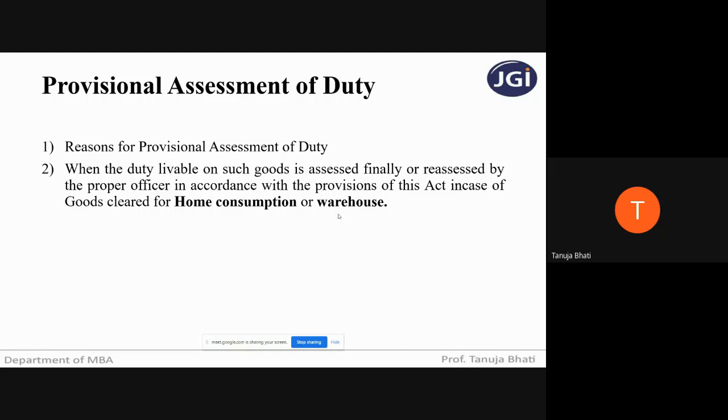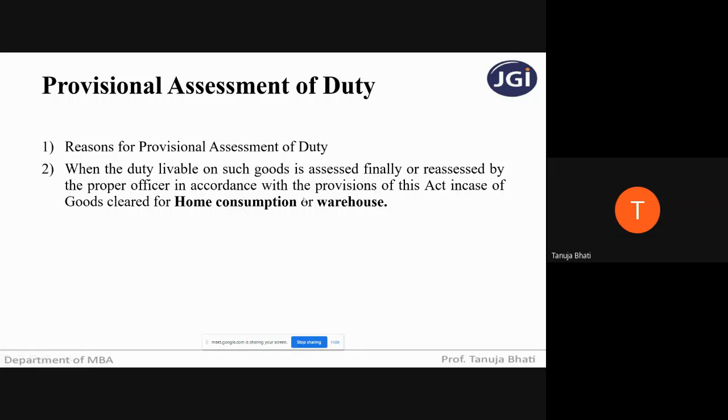Second is whatever tax, which is nothing but duty. Whatever duty is to be paid on such goods, if it is finally calculated, or the proper officer is recalculating the tax on that, then he will calculate or recalculate the tax for the goods that are cleared for home consumption, number one. Number two, if it is cleared for warehouse.